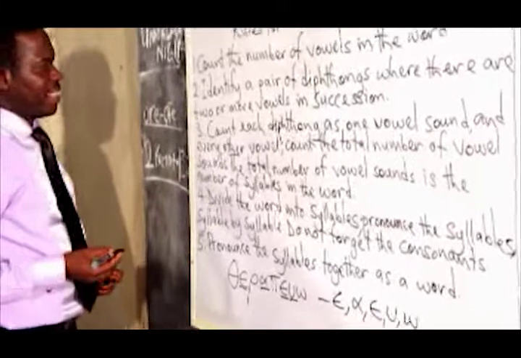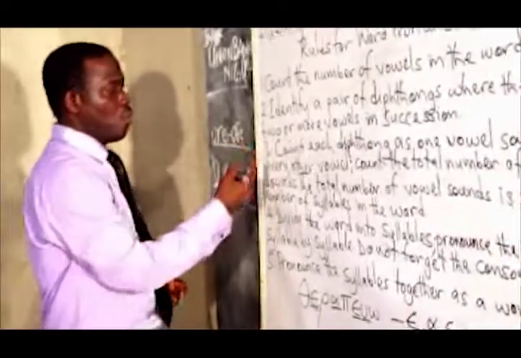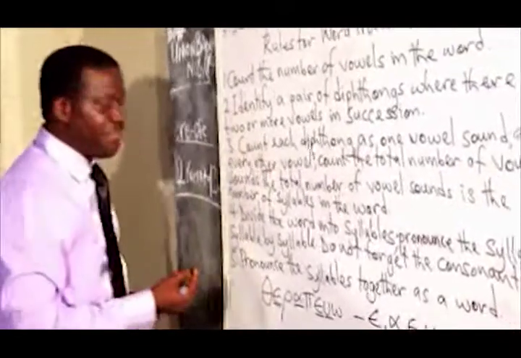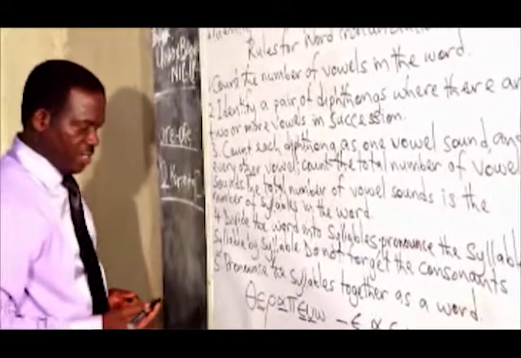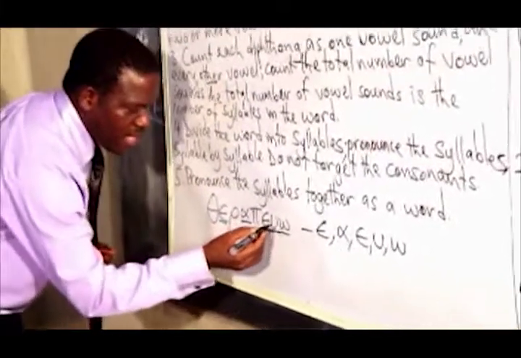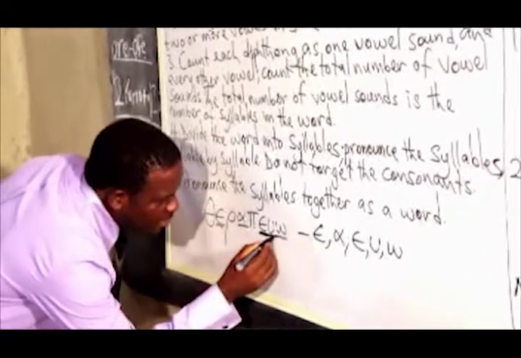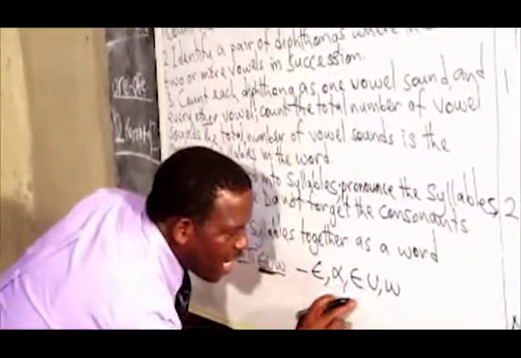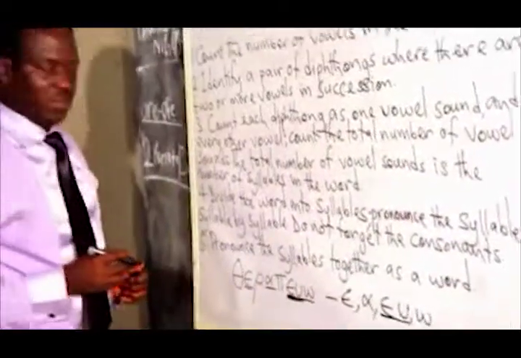The second rule says, identify a pair of diphthongs where there are two or more vowels in succession. We look at the word. Here we have three vowels in succession: epsilon, upsilon, and omega. Now we discover that epsilon and upsilon is a diphthong. That's how to identify it. So here we have epsilon and upsilon as a diphthong.